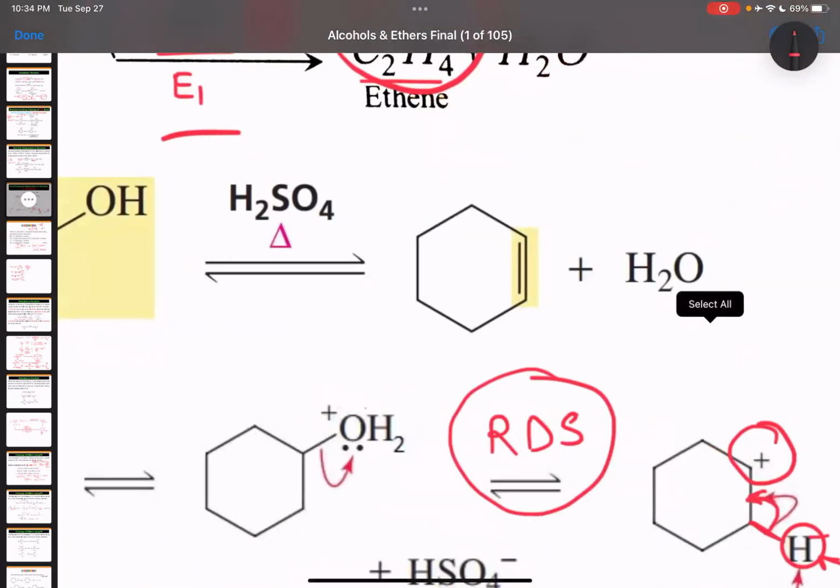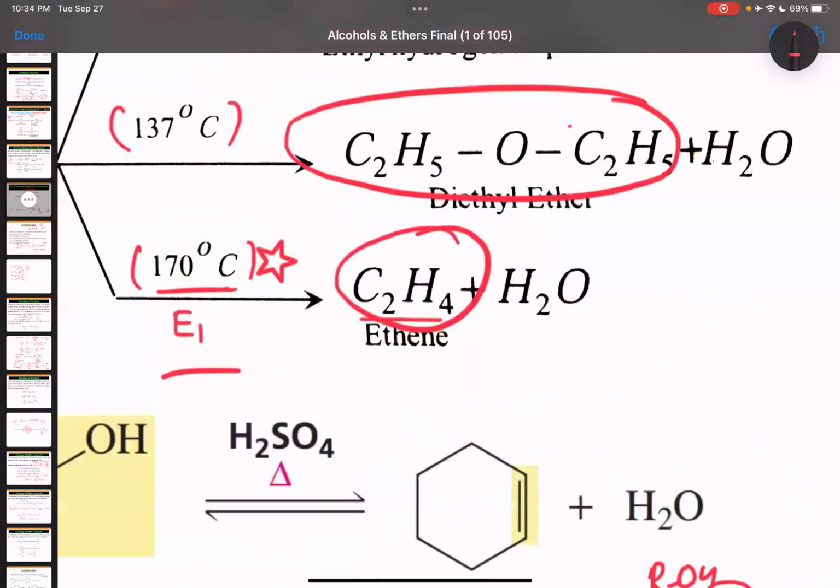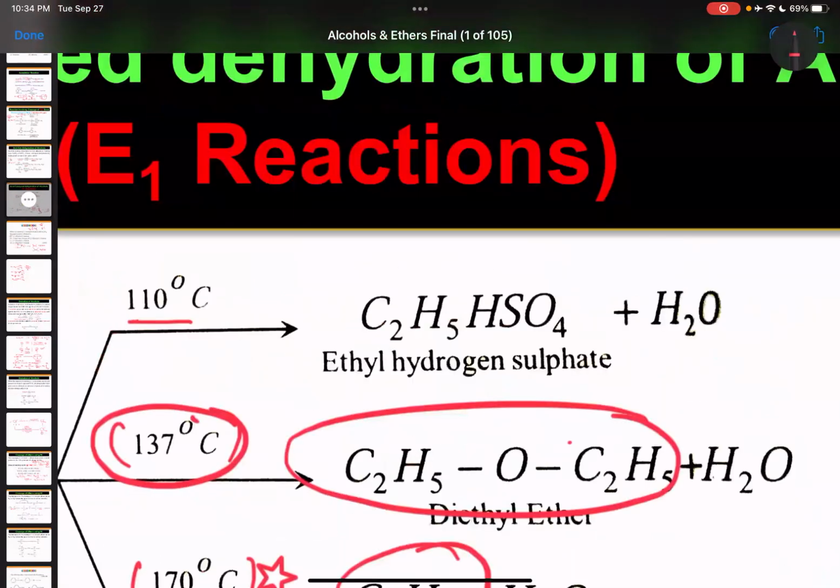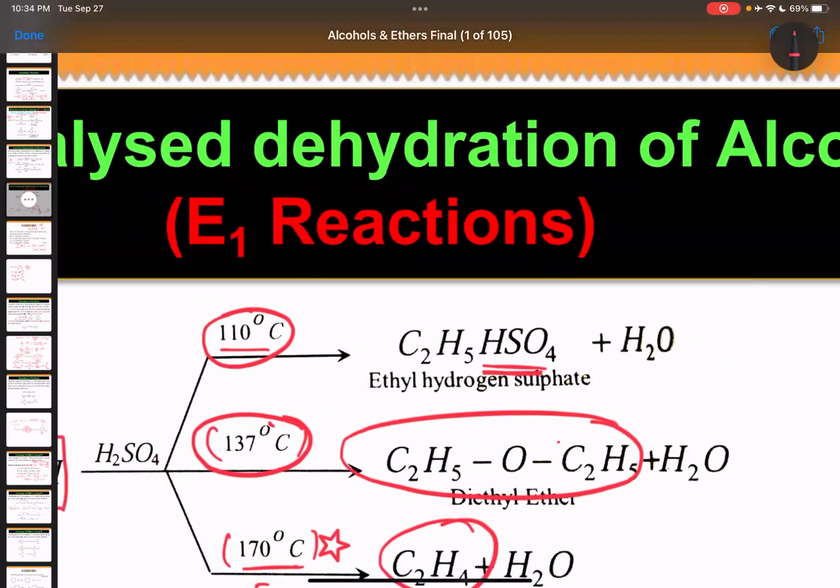How may it have formed? Suppose this cation is attacked by another alcohol group. But this is not elimination, this is substitution. Substitution occurs at lower temperature, right? And if you have a further lower temperature, then also substitution will happen. That will give you the hydrogen sulfate. For ethanol, you need to know the temperatures, because it is asked directly.